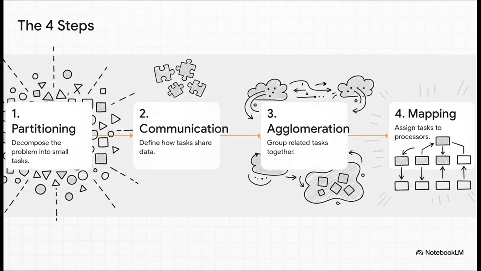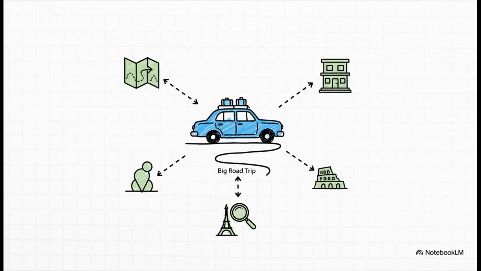Now, let's break down what each one of these actually means, and we'll use a pretty simple analogy to make it stick. Let's imagine you're planning a big road trip with your friends. What's the very first thing you do? You'd take that massive, overwhelming task of plan the trip, and you'd break it down into smaller, manageable jobs, right? That's partitioning. You're not actually doing anything yet. You're just identifying all the little individual pieces of work that need to get done.